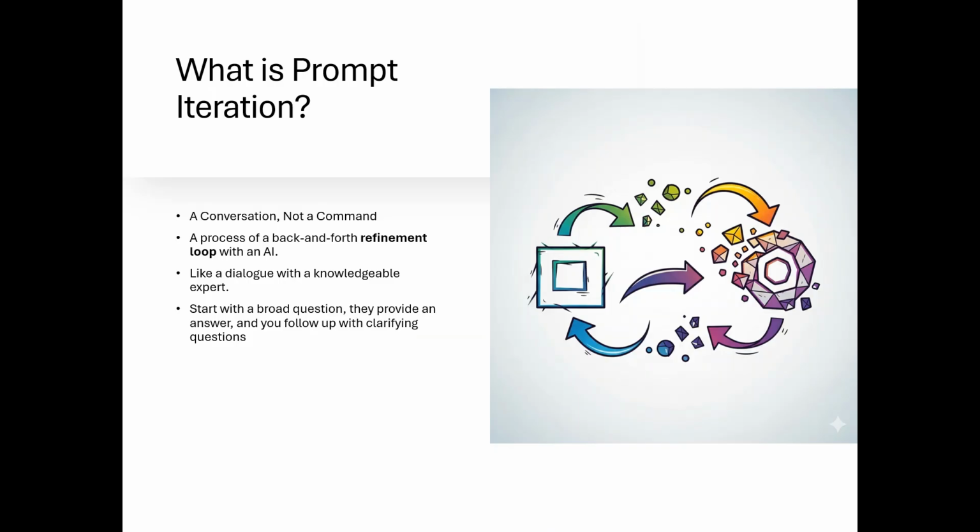So, when you're iterating or going through this back and forth refinement, you start with perhaps quite a broad question, and the AI will provide an answer, and then you follow up that answer with a clarifying question or series of questions, getting more and more precise to the answer that you need. So the core idea is quite simple, really. You have a draft question that you're asking your AI, and that comes back with the first response.